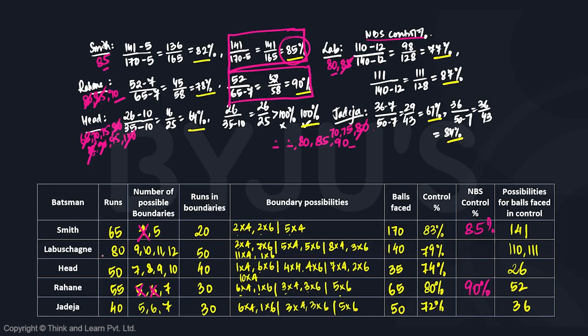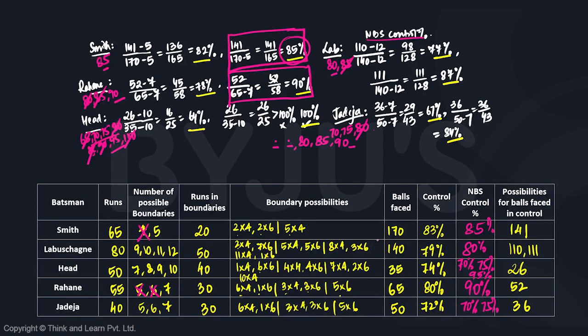If we talk about Lab, it is going to be 80% for Lab. If we talk about Head, it is going to be 70 or 75 or 95. These are the three percentages that we got for Head. If we talk about Jadeja, Jadeja is going to have 70% or 75%. So let's write this clearly: 70% or 75% or 95%.